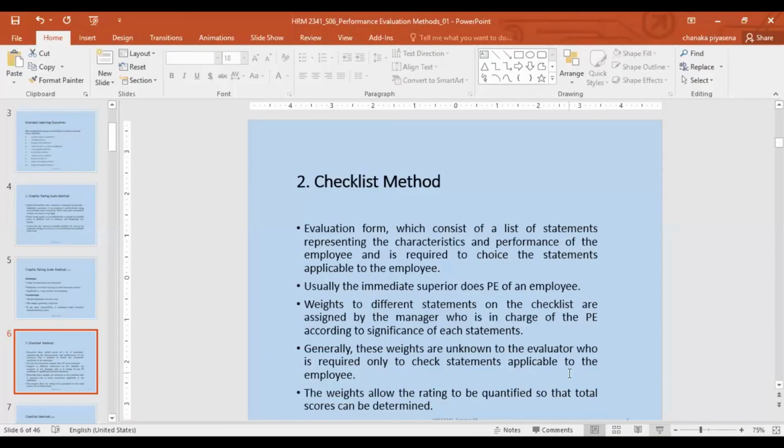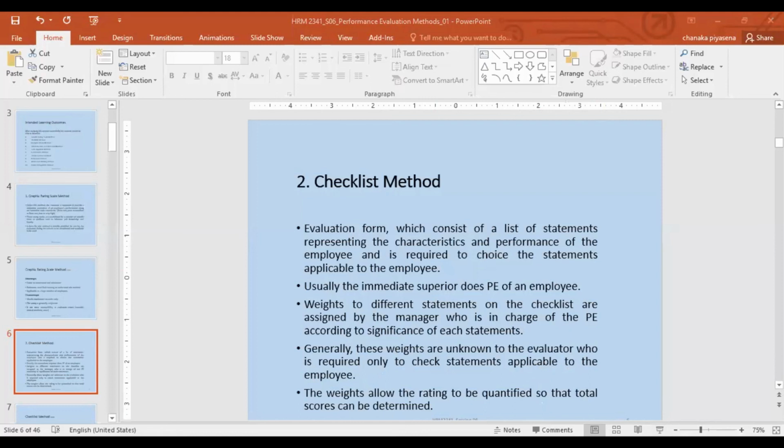With our previous example, there are 10 performance evaluation criteria. There is no weighted system. All these criteria are equally considered when the evaluator is doing their job.